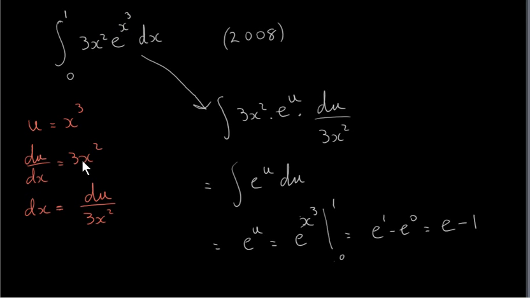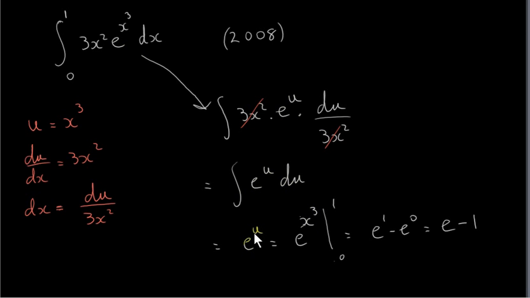So du dx is 3x squared. We rearrange this to get dx. Remember, we just interchange dx with 3x squared, and we replace dx with du over 3x squared. You can see that these 3x squareds cancel out. x cubed is replaced with u, and we're just integrating e to the power of u with respect to u. Well, that's a standard integral. The integral of e to the power of u with respect to u is e to the power of u.